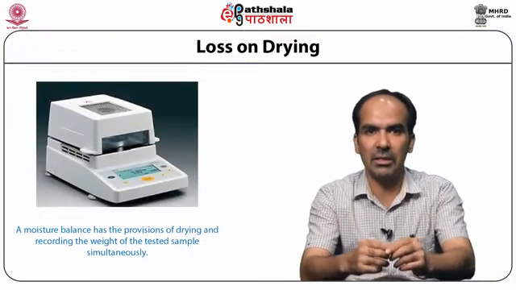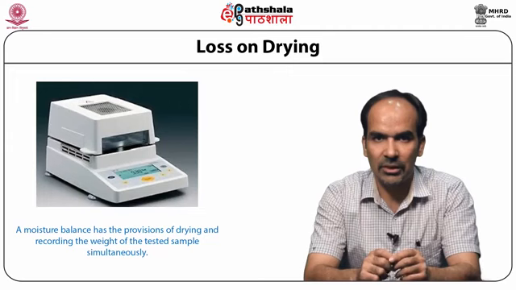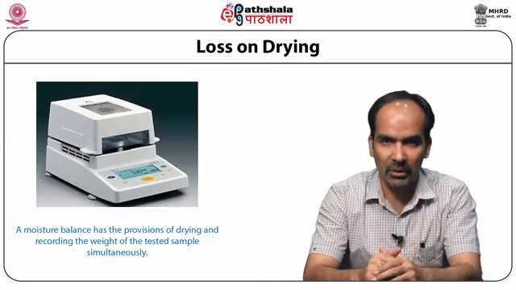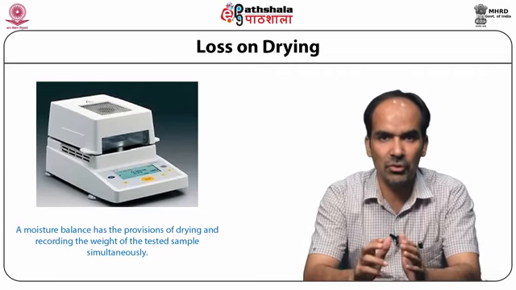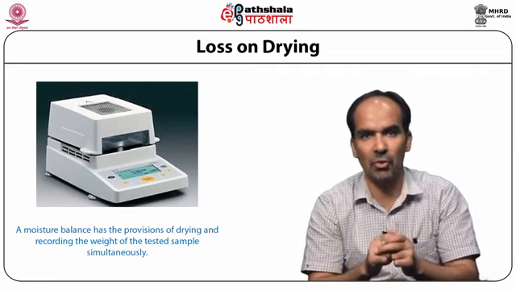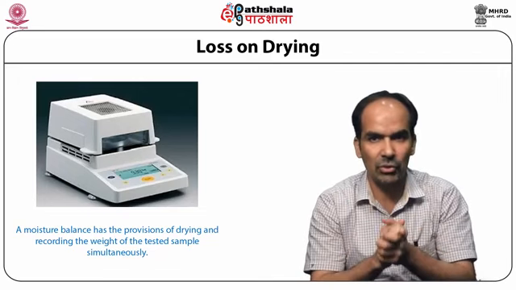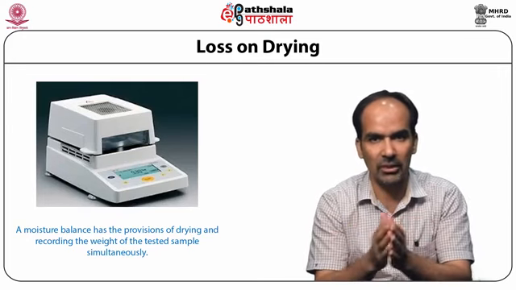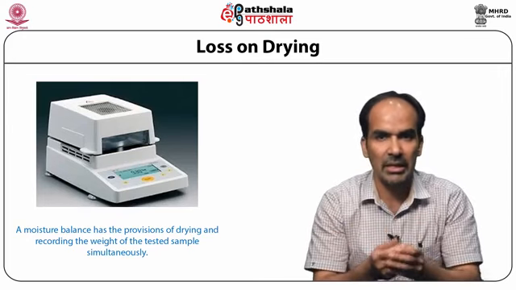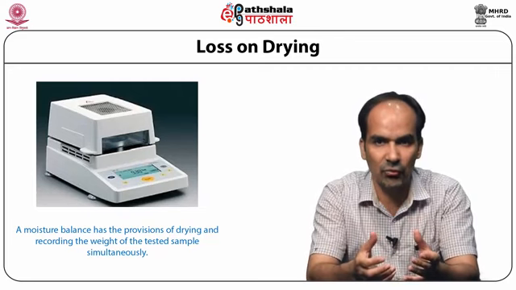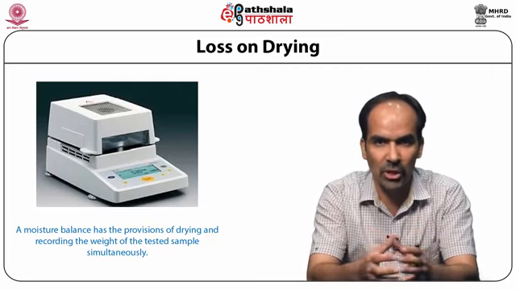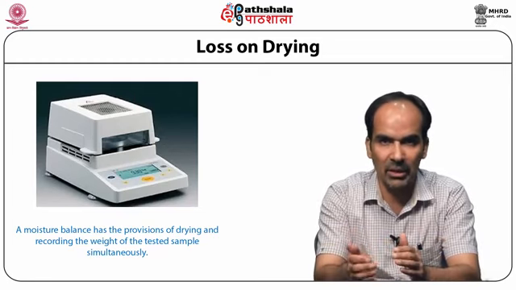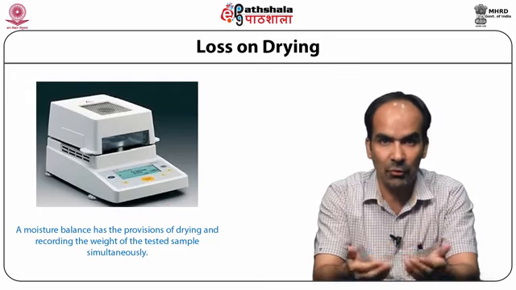So now let's first discuss loss on drying. This is the method where we use direct heating of the sample. One of the most commonly used methods for the determination of moisture is direct drying. What we do here is that a sample, either in the crude form or an isolated compound or a pure compound, is heated directly at 105 degrees Celsius in an oven to a constant weight. Then the weight difference after drying is compared to the weight of the sample before drying.